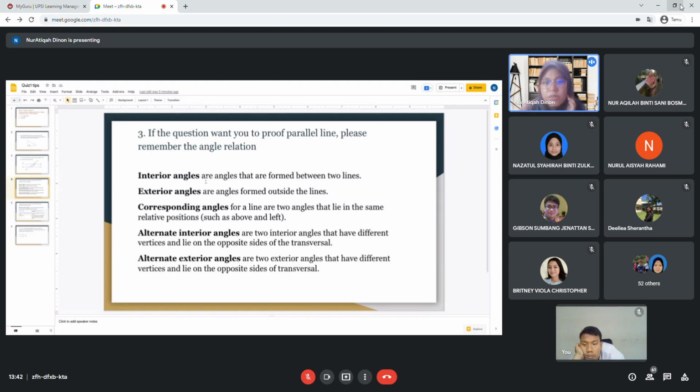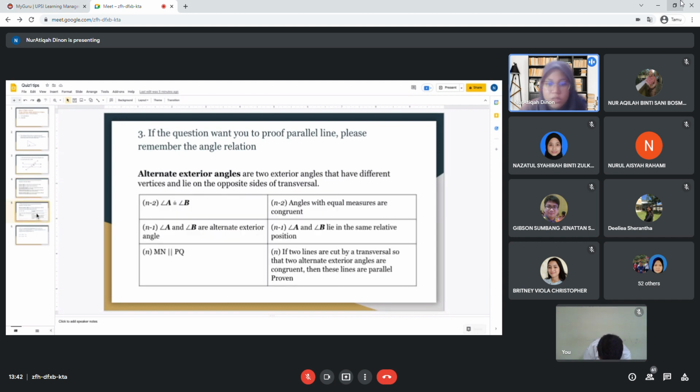remember the angle relation. Because all the definition of the angle relation ni you boleh put dekat dalam 2-column proof. Contohnya, okay, kita ada 5 kan, interior angle, exterior angle, corresponding angle, alternate interior angle and alternate exterior angle. So this is one of the example ya. For example, this is okay, the last 3 steps kan.